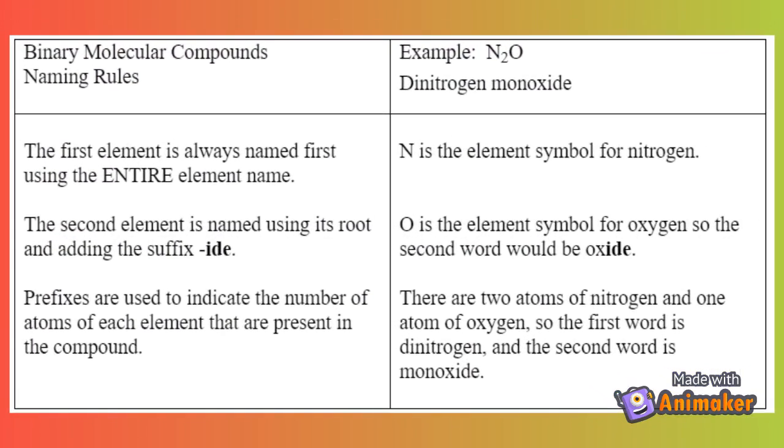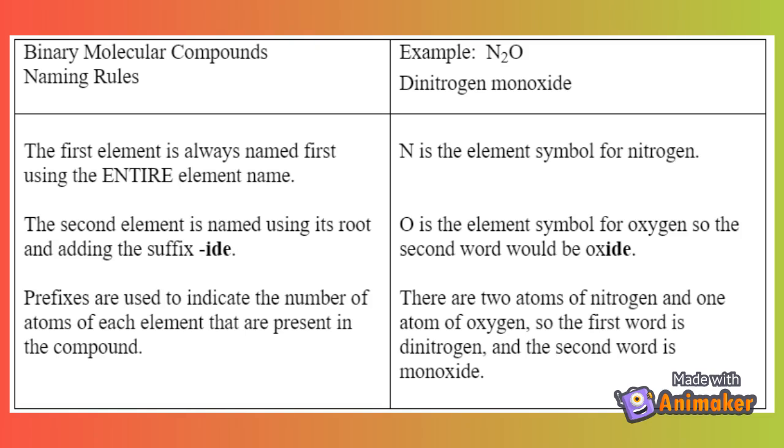To be able to name a molecular compound, follow the rules. Binary molecular compound naming rules: The first element is always named first using the entire element name. The second element is named using its root and the added suffix "ide". Prefixes are used to indicate the number of atoms of each element that are present in the compound.